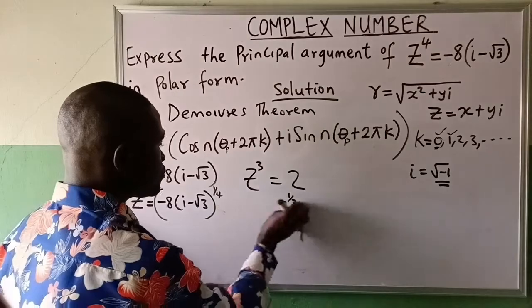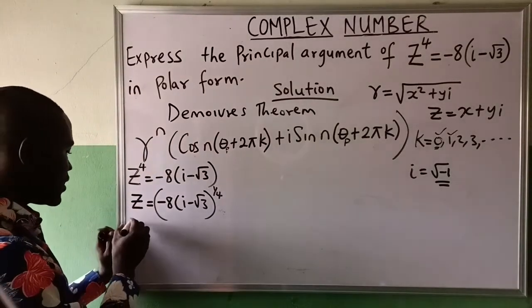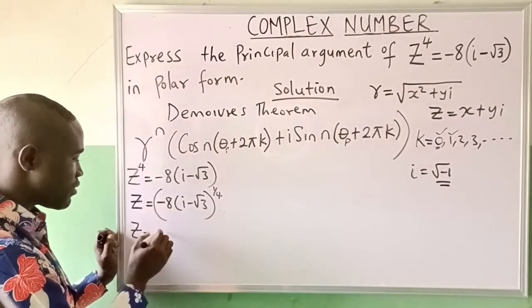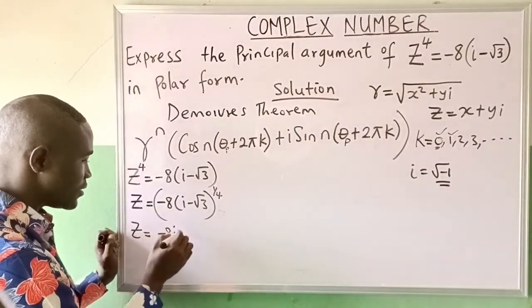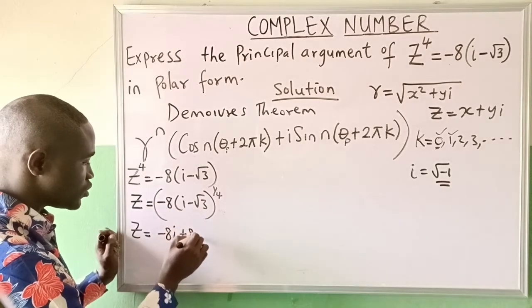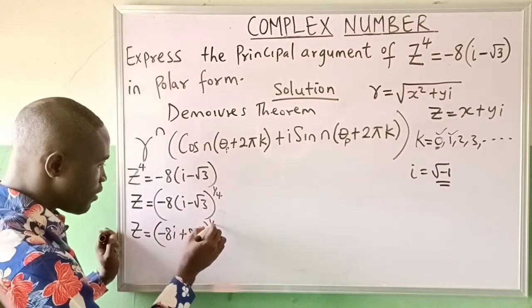Okay, when you have it this way, we now say that z will be equal to minus this times this will be giving me minus 8i, minus this times this will be giving me plus 8 root 3, all raised to the power of 1 over 4.